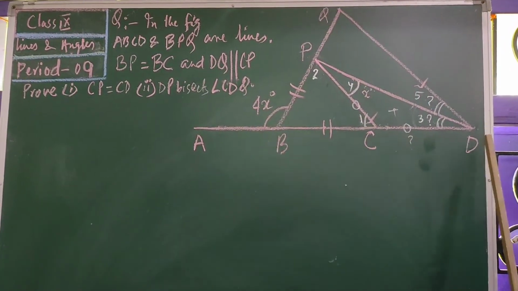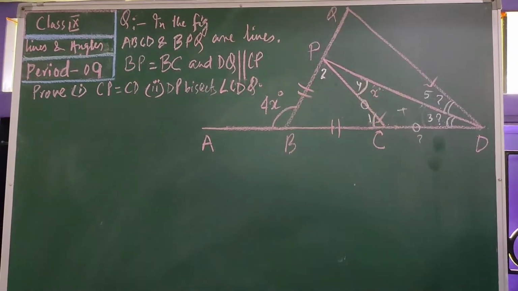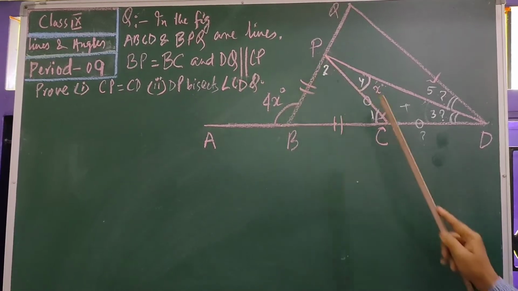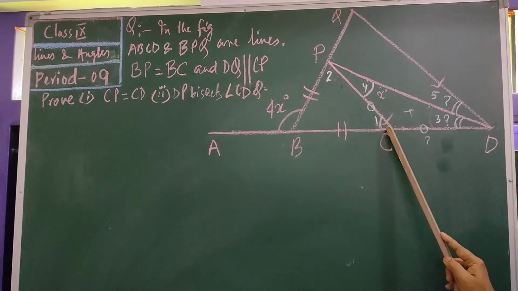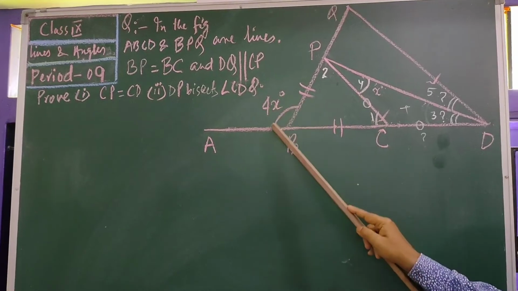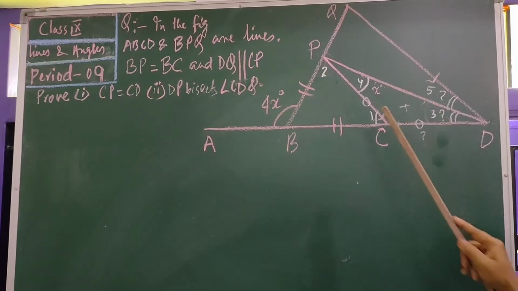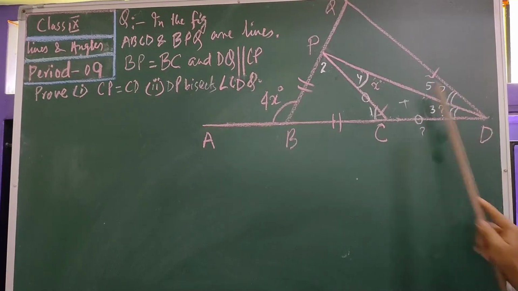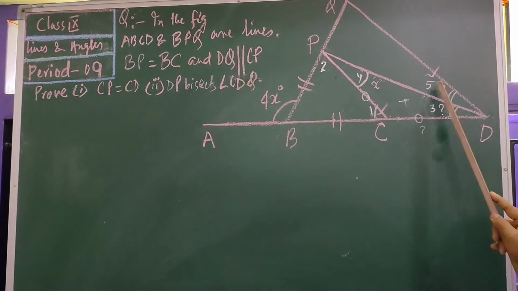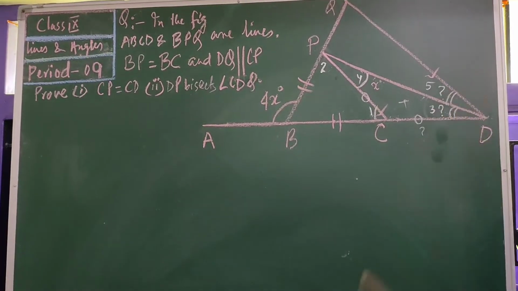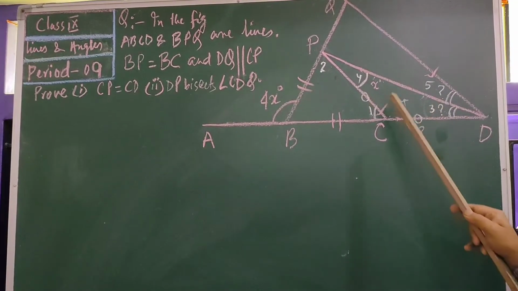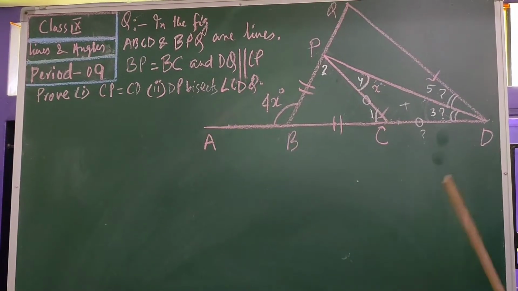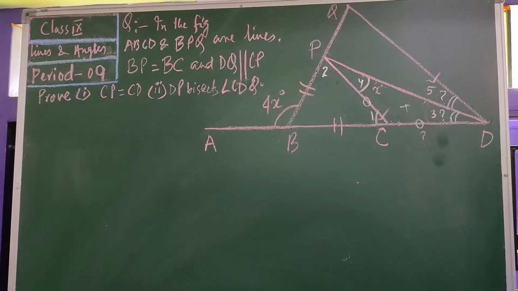question, ABCD is a given line and BPQ is also a line, and it is given that BP equals BC and this one angle is 4x. We need to prove CP equals CD as well. DP is the bisector of this angle. That means we need to show that angle 3 equals angle 5. Also we need to prove angle 4 equals 3 to show CD equals CP.